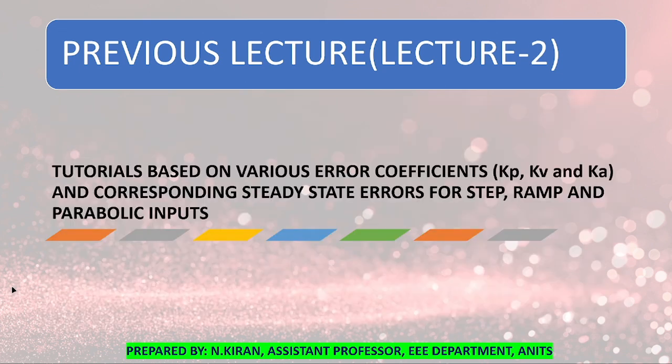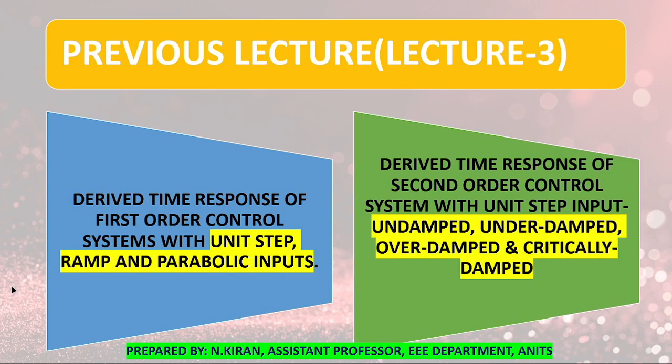In the second lecture, we discussed tutorials based on various error coefficients Kp, Kv and Ka and correspondingly their steady state errors for step, ramp and parabolic inputs. In my third lecture, we derived the expression for time response of first order system with unit step, ramp and parabolic inputs. We also derived the time response of second order control system with unit step input in 4 cases, that is undamped, underdamped, overdamped and critically damped systems.